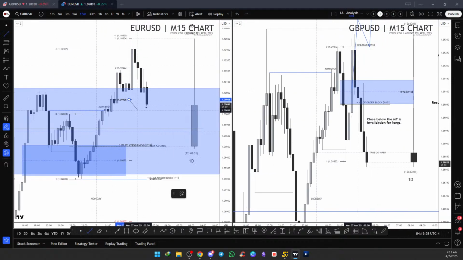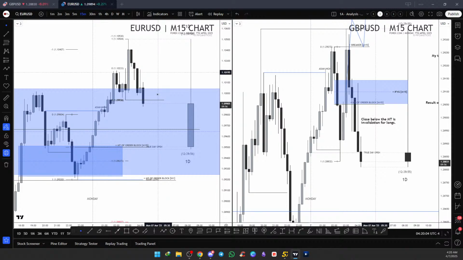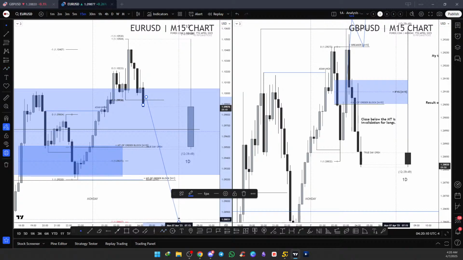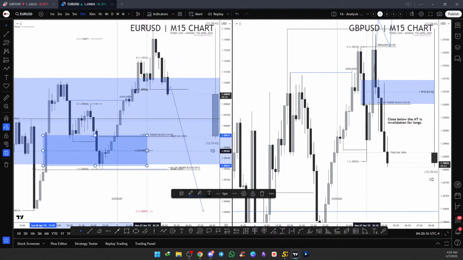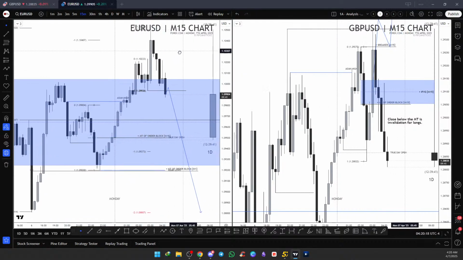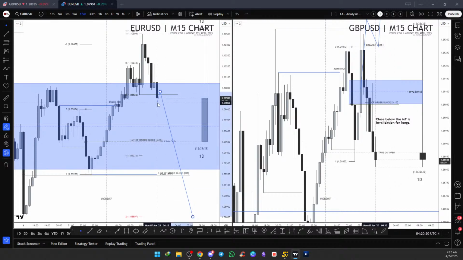It's quite tricky as of now if we want to take a short here. If we see a candle close below this level, then we can look for a short targeting 2 standard deviation here. Wait for a candle close, and I'll be taking a short here.